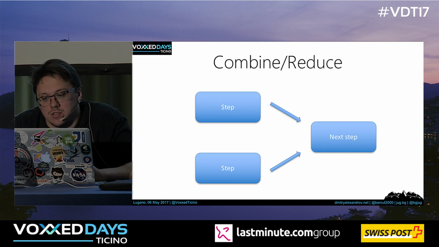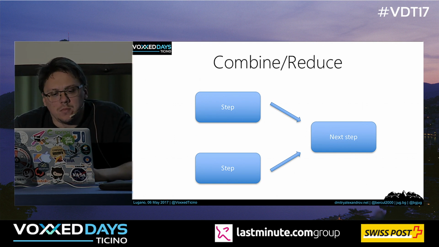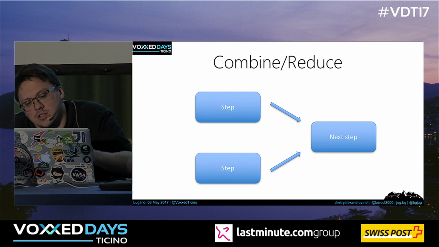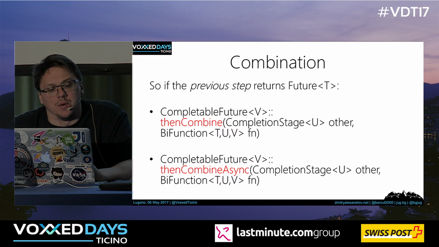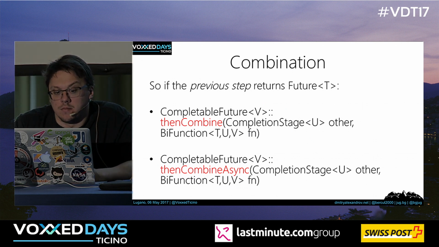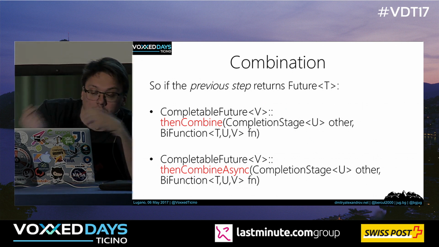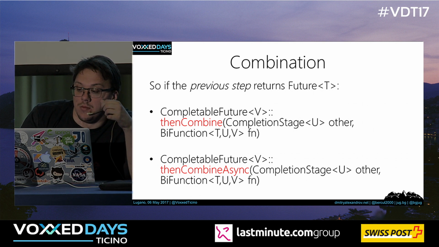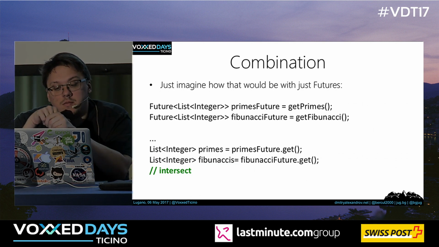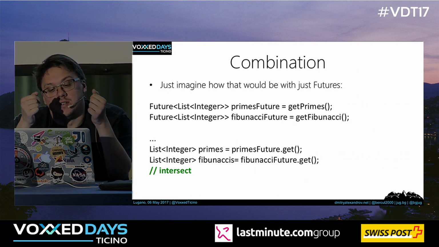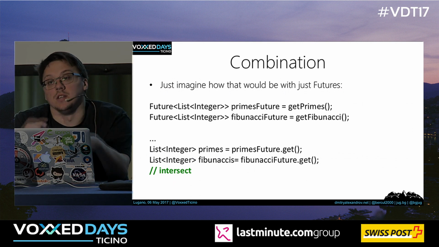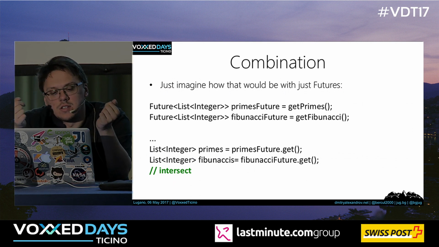For example, we have several steps that form the next steps, and we can then use the API method called thenCombine, and we can do it in a single thread or a different thread. If we take a look at this function, for example, we first have to calculate primes, then calculate Fibonaccis, and then get the intersection.